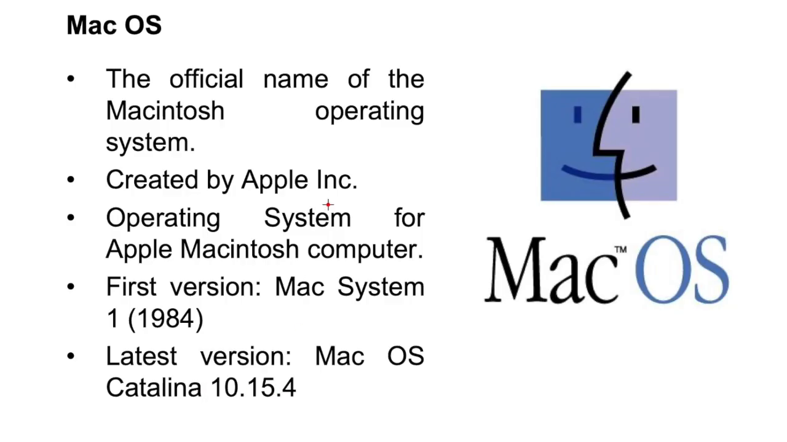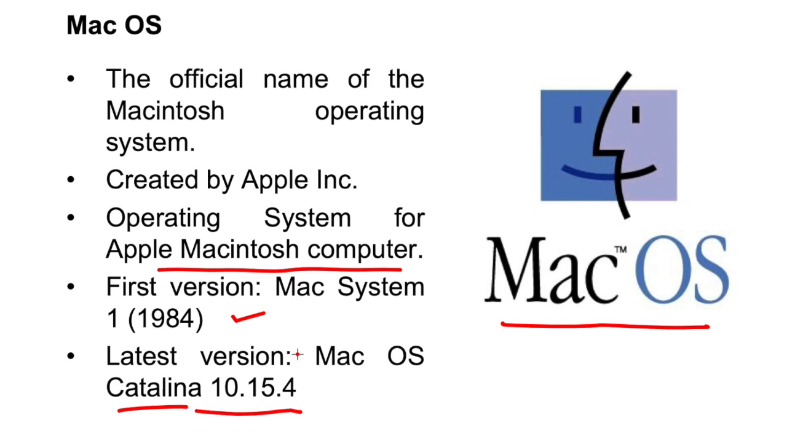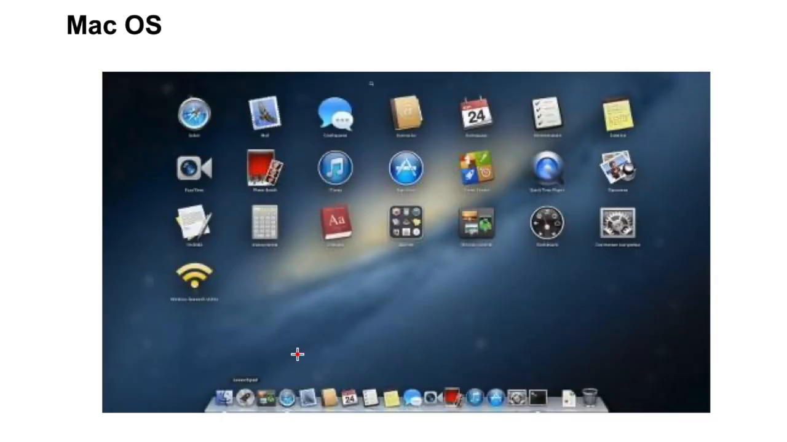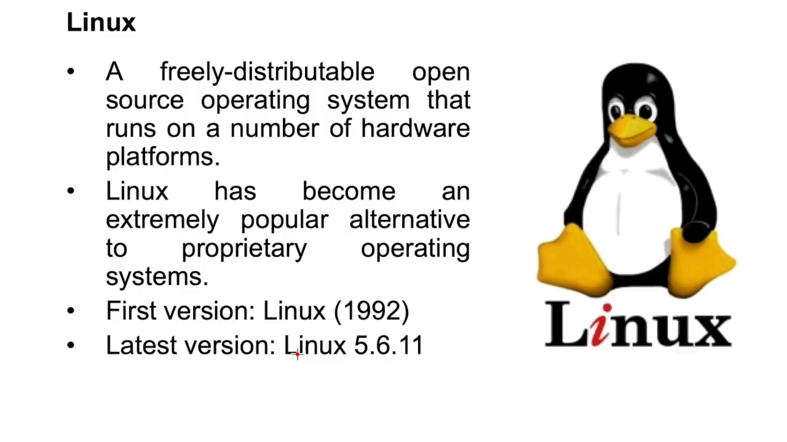Mac operating system. The official name is the Macintosh operating system, created by Apple for the Apple Macintosh computer. So if you have an Apple computer, then it will be running the Mac operating system. The first version was in 1984, Mac System 1, and the latest version is around Mac System 10, called Catalina. So this is the screen of the Mac operating system.